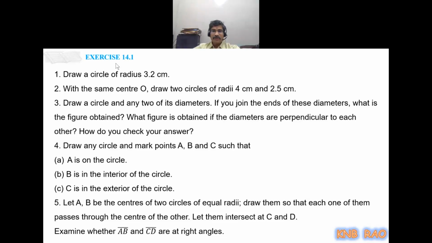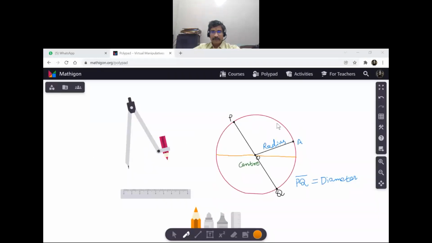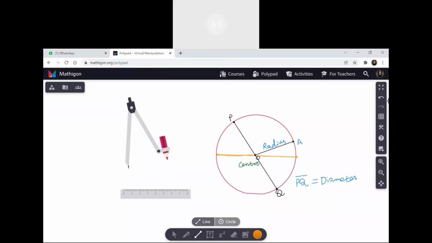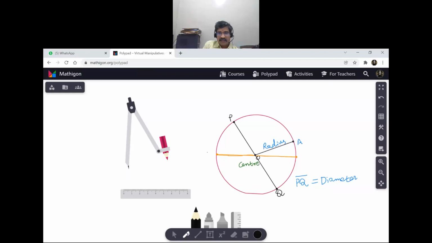I'm sharing the screen which I have already done for you. Right? Now watch. This is another diameter. Let's name this diameter. Let's name it XY. So I have 2 diameters. Diameter PQ is there. Diameter XY is there.